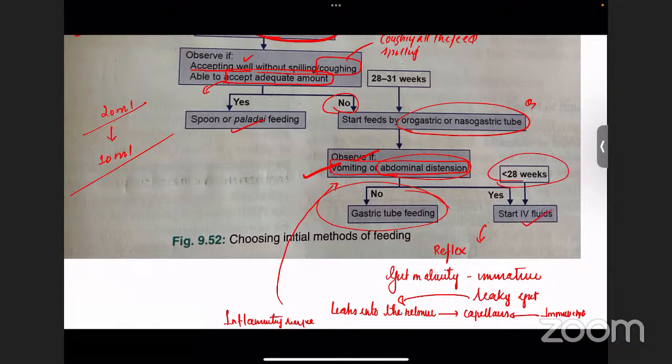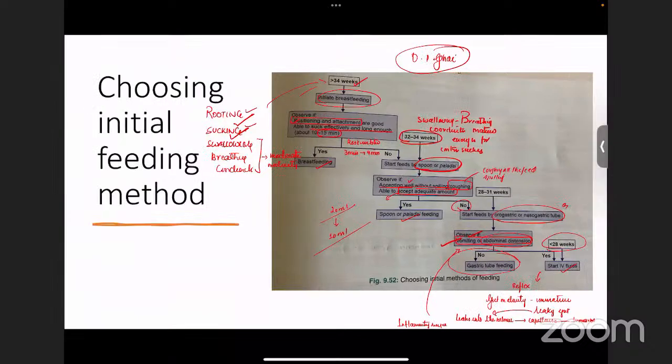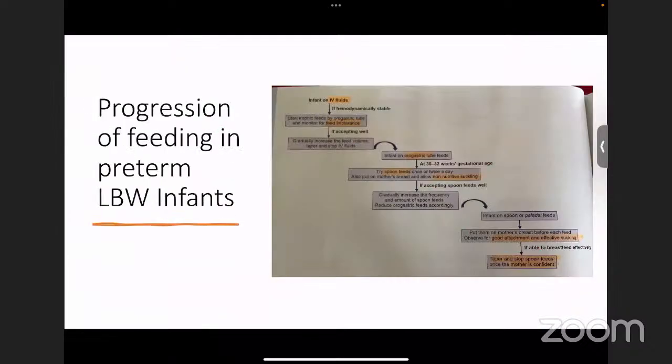So in that case, or if the child is less than 28 weeks, you start IV fluids. This is the way you have to choose the initial feed method. Now the child is started on one particular feeding method, and what do you have to do? You have to escalate to the highest method so that in the end the child can directly breastfeed from the breast.